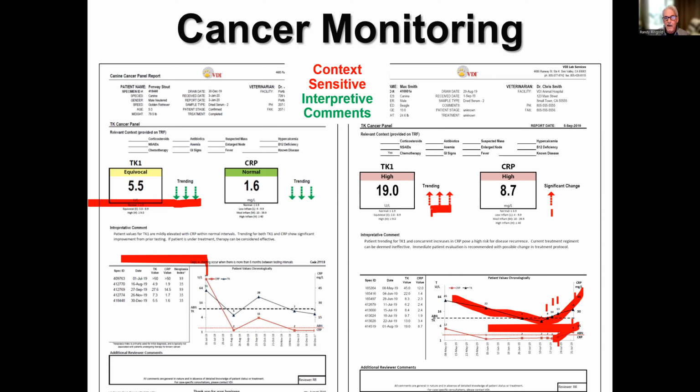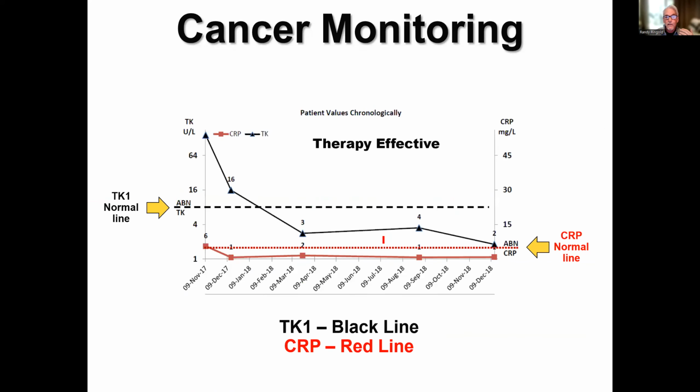And the program is designed to follow all this information and then tell you in the interpretive comments exactly what's going on. And that is why this is very powerful for context-sensitive therapeutic monitoring. So here's an example of effective therapy. It starts high, works its way down, and stays below the dotted line. Here's the black dotted line.